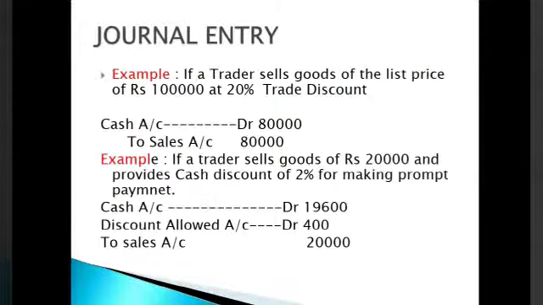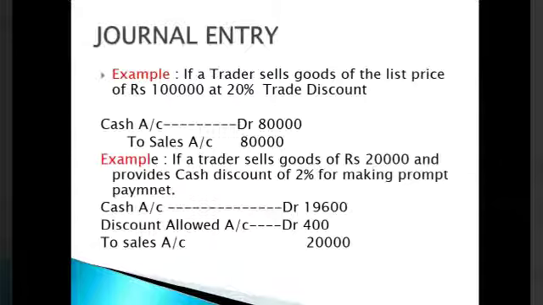Example for the trade discount: if a trader sells goods of the list price of rupees 1 lakh at 20% trade discount. Here you have to assume that the goods were sold for cash because no name of the party is mentioned. So cash account debited to sales account. As I told you earlier, trade discount won't be recorded separately. It would be directly deducted from the list price or the invoice price. So the journal entry would be cash account debited to sales account 80,000.